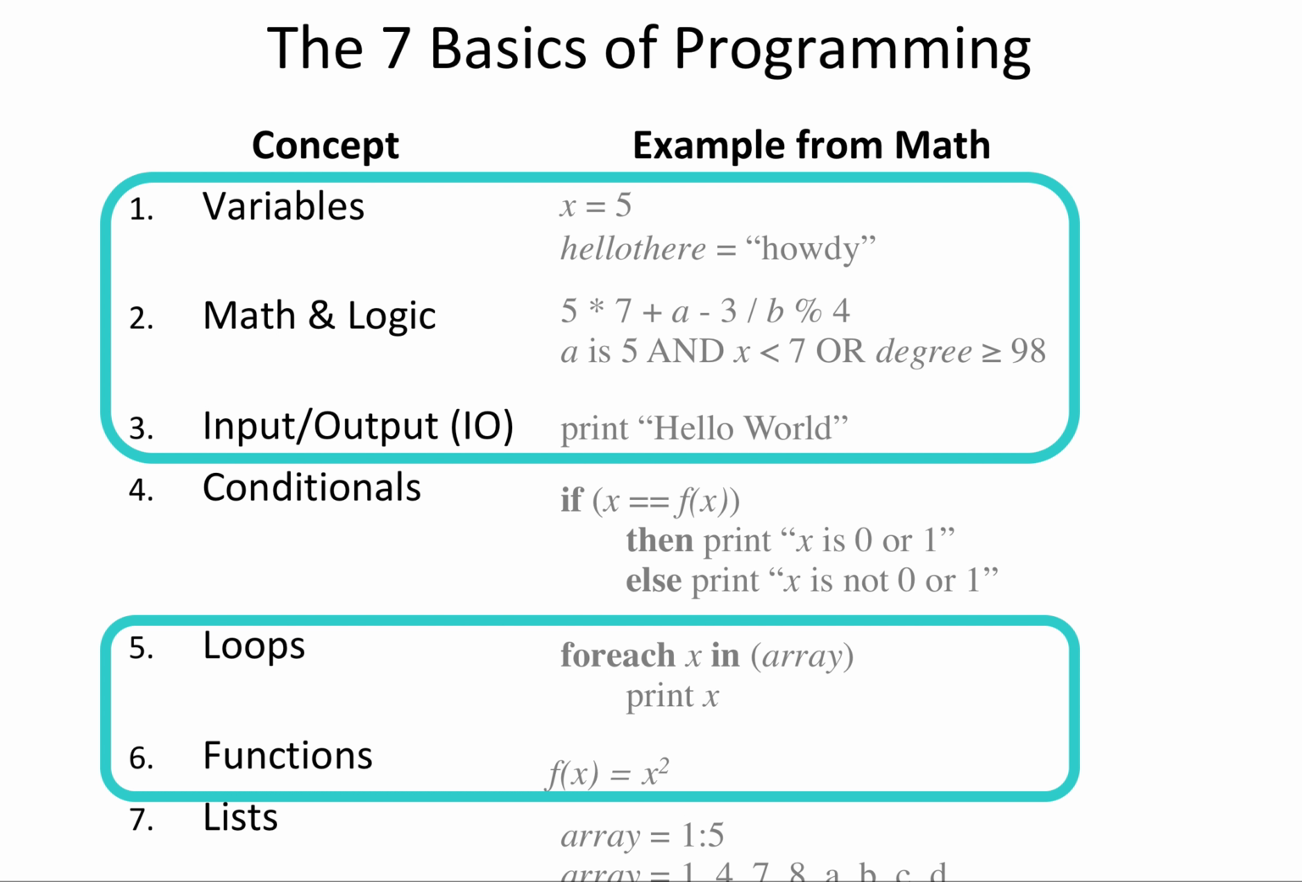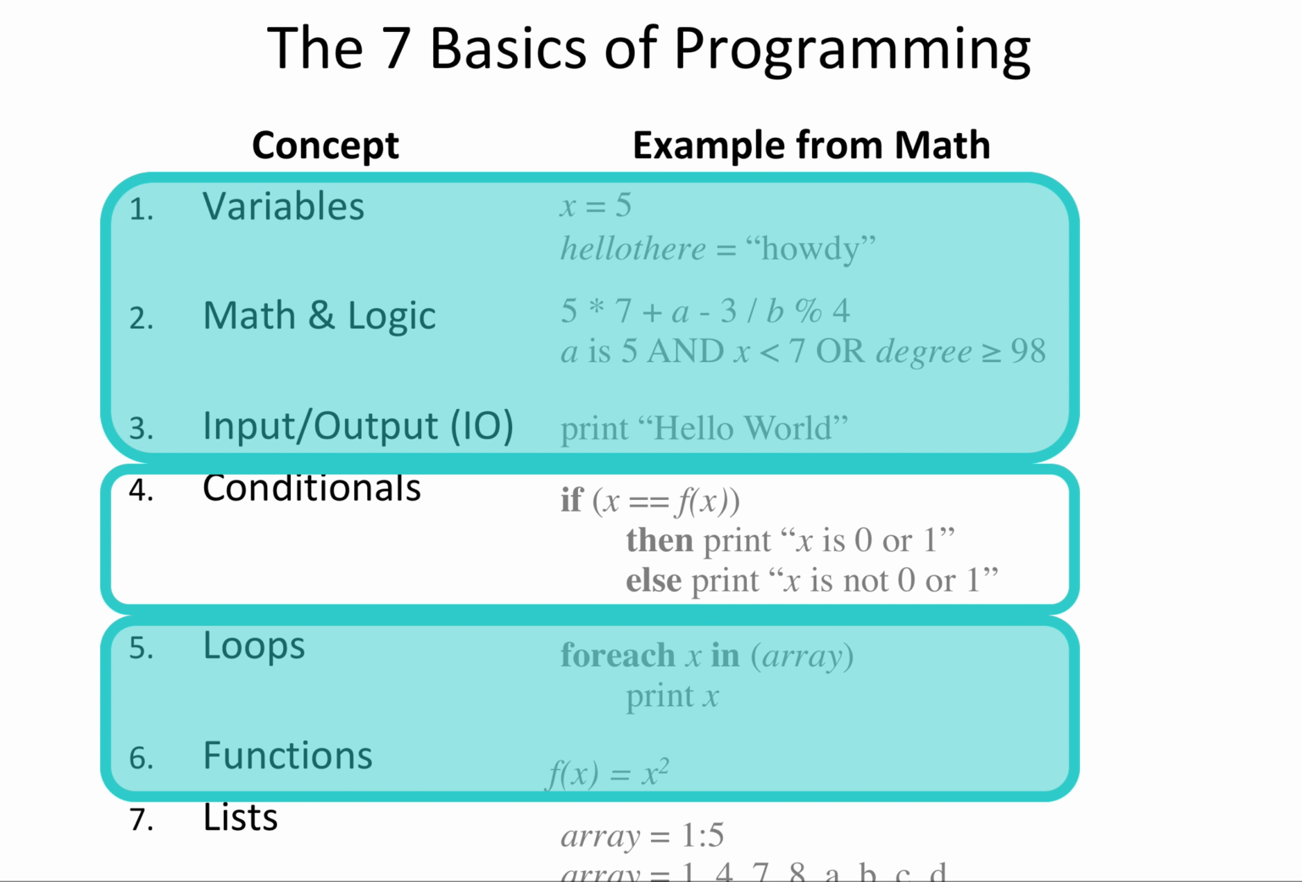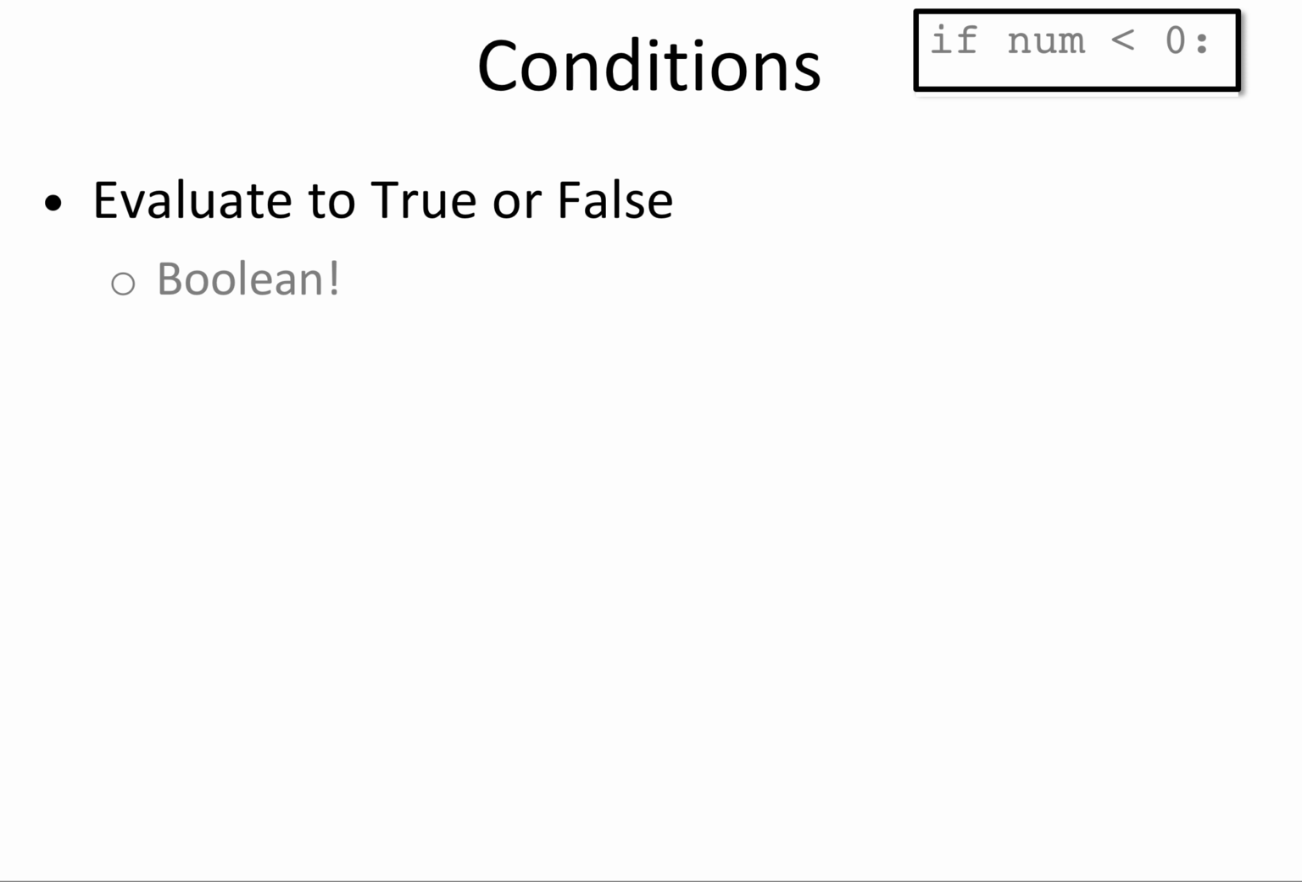So recall we're following along with the 7 basics of computer programming. We've looked at variables, math and logic, input and output, loops, and functions, just a little bit with using functions, and now we're going to focus on conditionals. So conditions evaluate to true or false, and you might recognize these as the 2 values of the Boolean type, which I promised we would talk more about. Now we're talking about it.